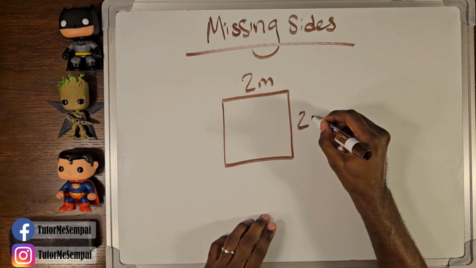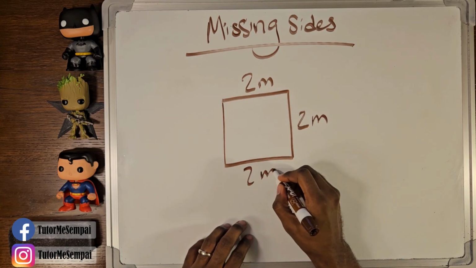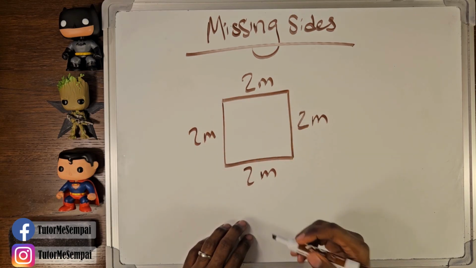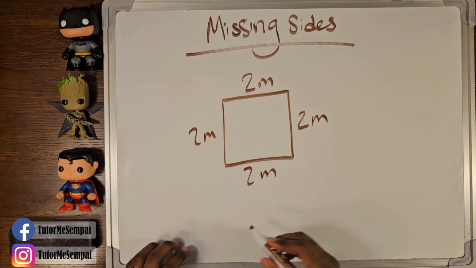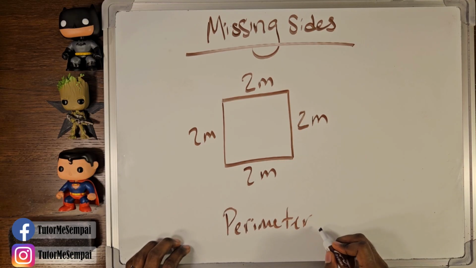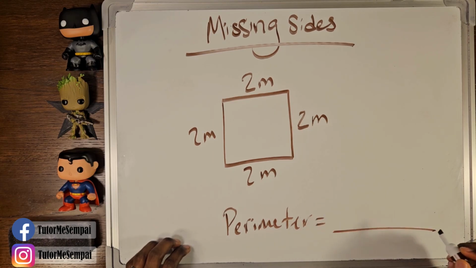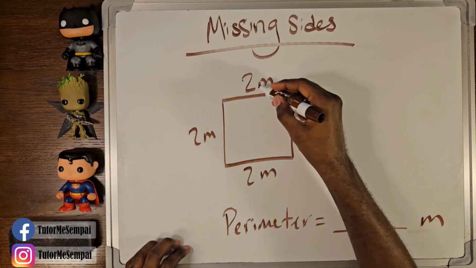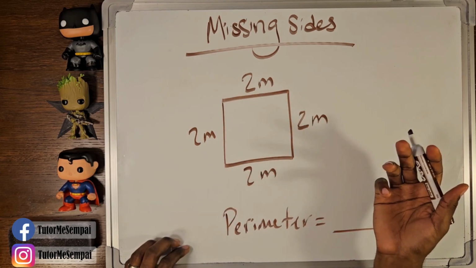So you can write them in here if you want. 2 meters, 2 meters, all the way around. And if you're trying to find your perimeter, this is going to be what? Well, you're going to have 2 plus 2 plus 2 plus 2. What is that going to give you?